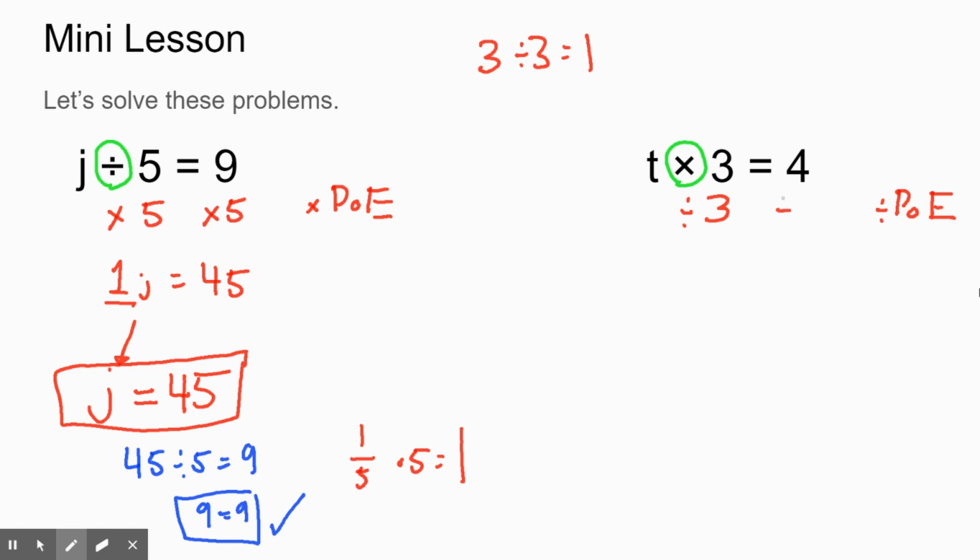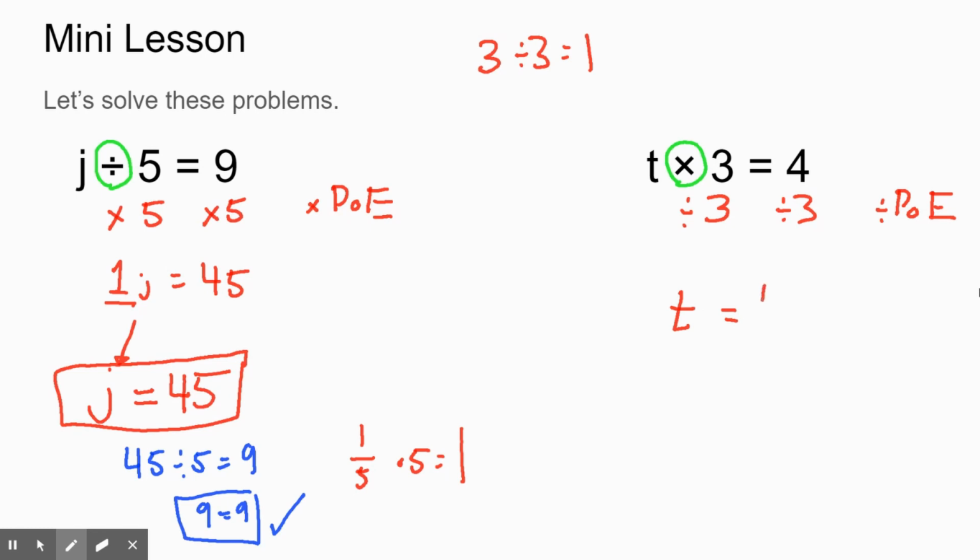So we divide this by 3 as well. So we are left with 1t. I'm just going to go ahead and write t here, because we know from our previous example that we can just do that. And 4 divided by 3, that's a little bit trickier. There are a couple different ways we could write this.